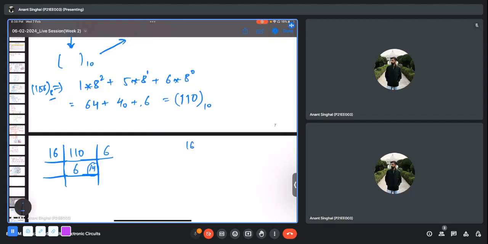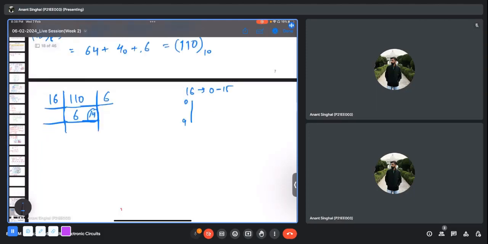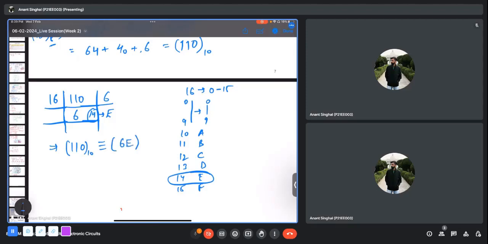So now we already know in hexadecimal there is a representation from 0 to 15. From 0 to 9 we have the digits 0 to 9 itself, and for 10, 11, 12, 13, 14, 15 we have the notations A, B, C, D, E, and F. So here there is a 14, so it is denoted by E, as you can see. So the final expression, that is 110 to the base 10, is equivalent to 6E to the base 16, and this is equivalent to again the question, which is 156 to the base 8.